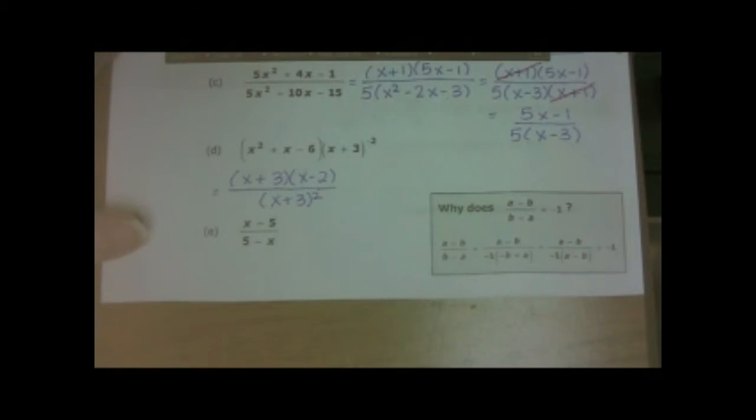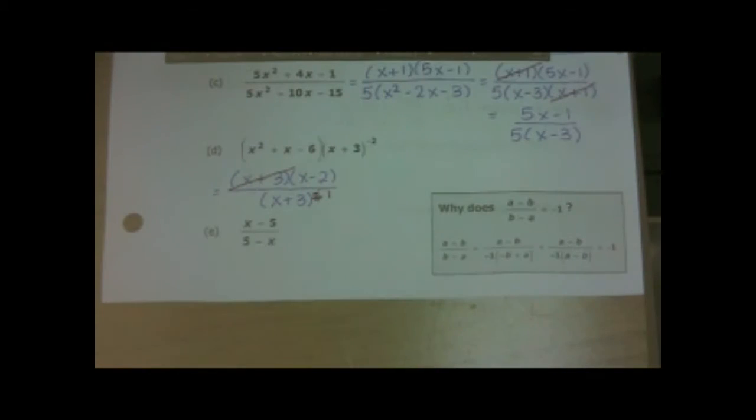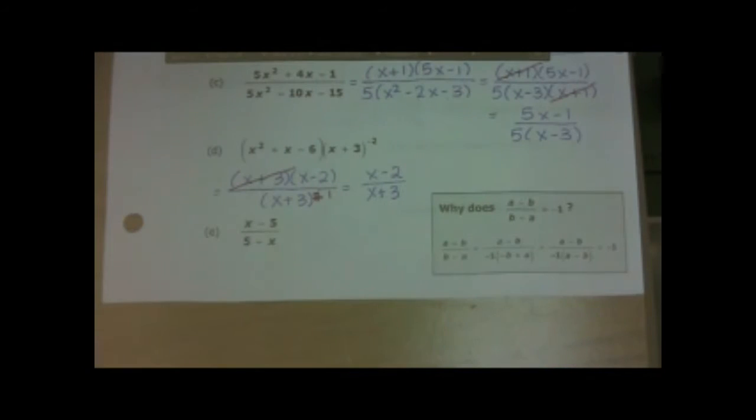Here's what's going to happen. On the top, I have 1 x plus 3. On the bottom, I have 2 of them. I can cancel out 1. So I'm going to cancel this one and one of these, which is going to mean I have only 1 on the bottom. And so my answer is x minus 2 over x plus 3. And again, I cannot cancel the x's because the x's here are not factors. They are parts of binomials, and you cannot cancel parts of binomials.